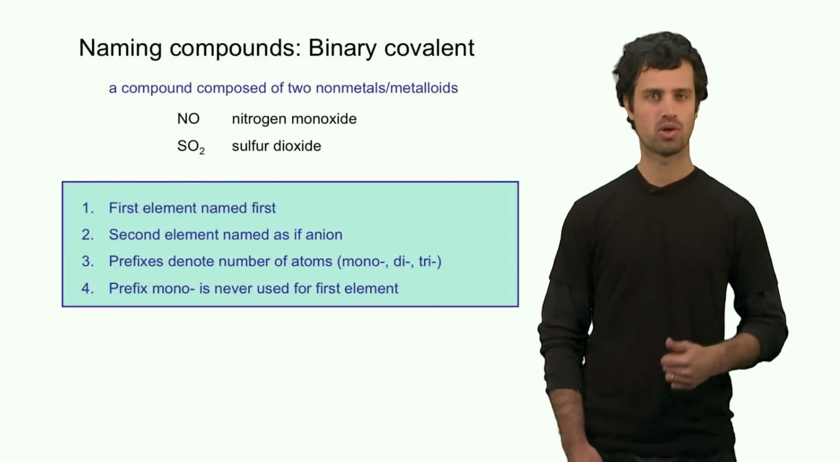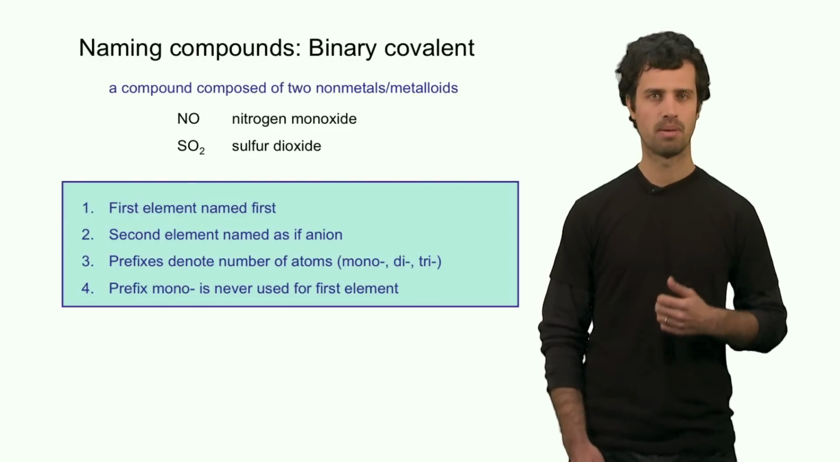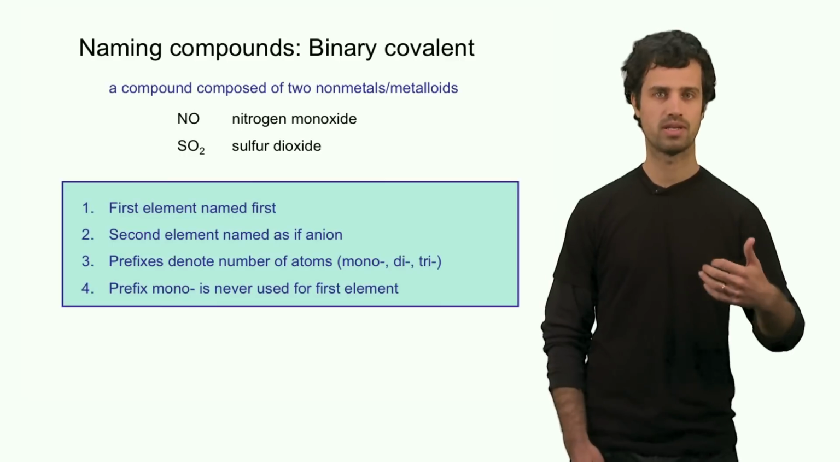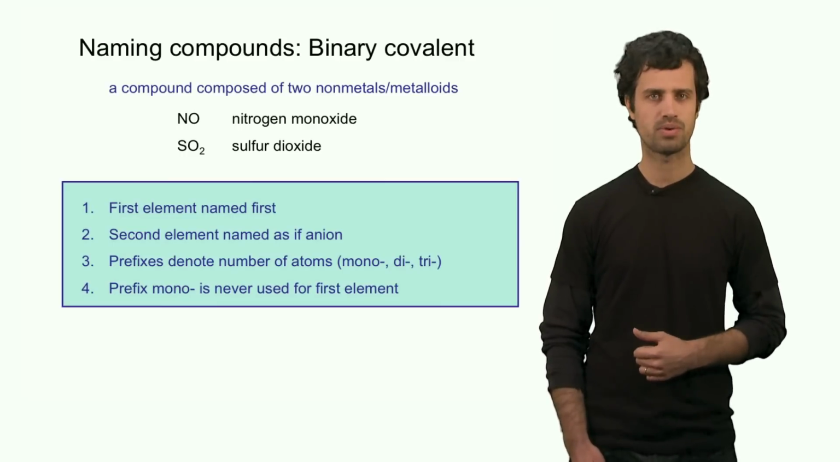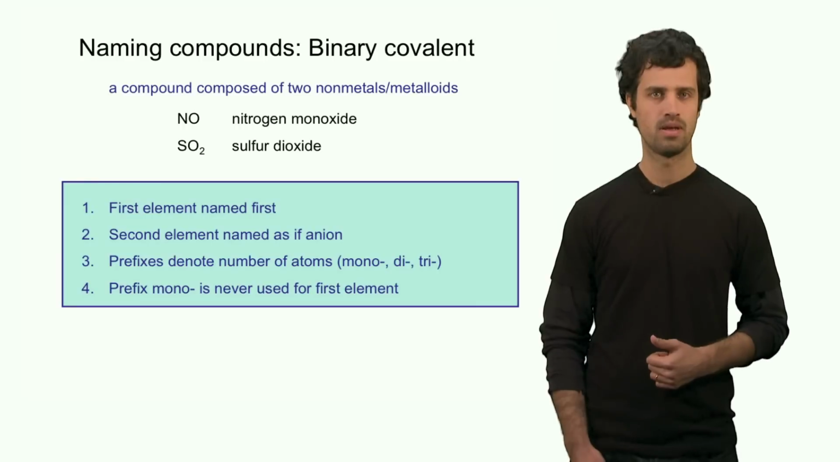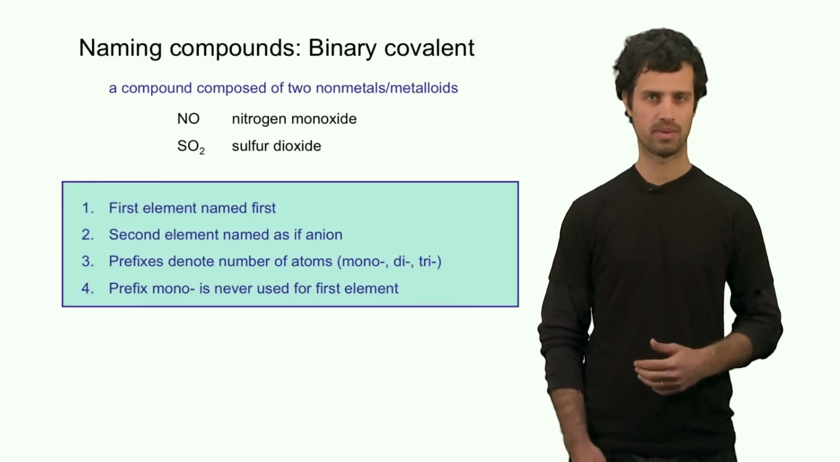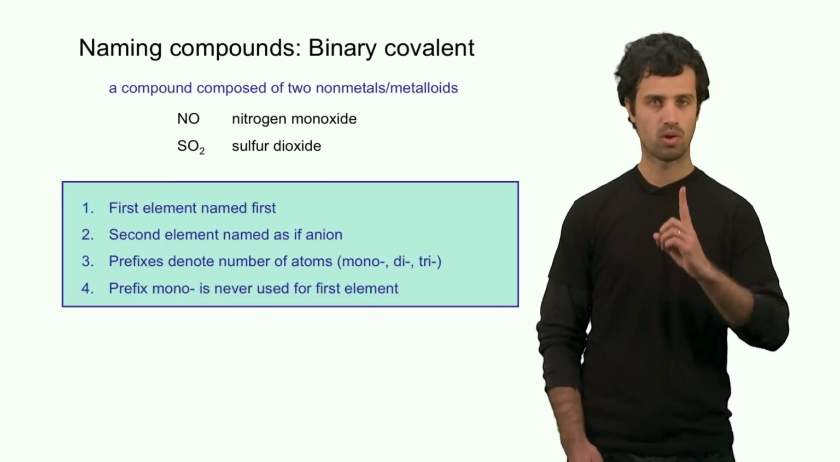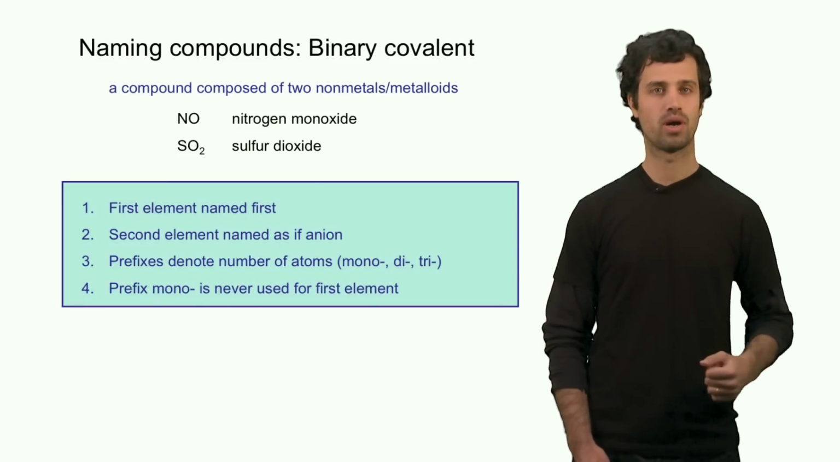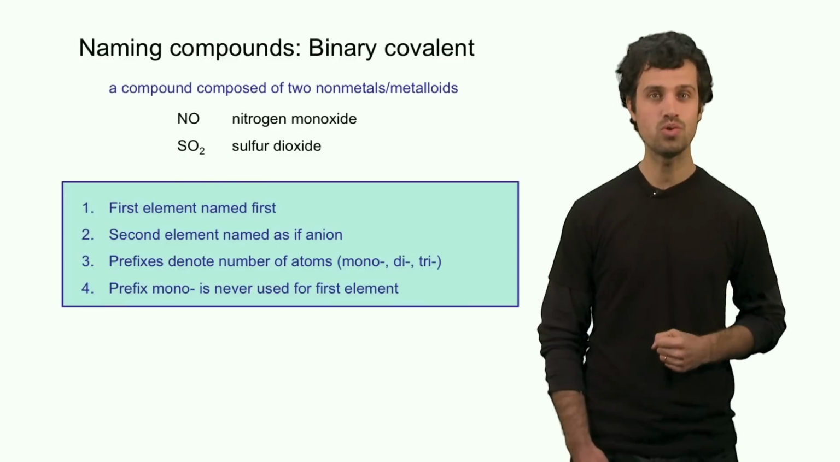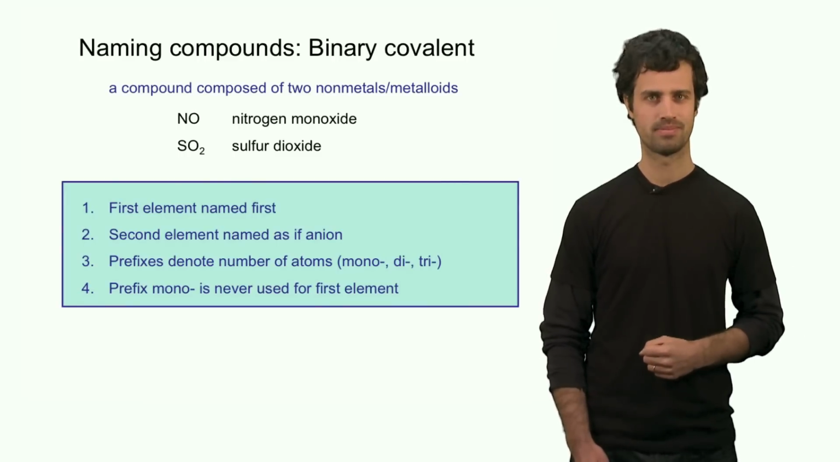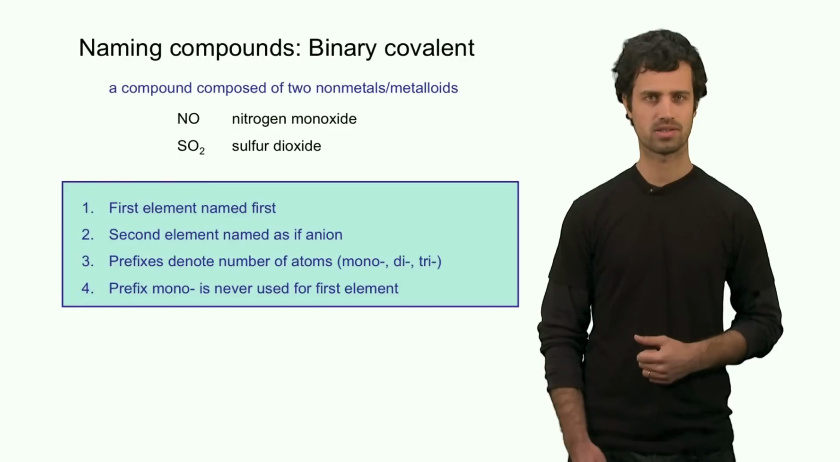So, if the element has only one, we add the prefix mono. If it has two, the prefix di. If it has three, the prefix tri. However, we do not add the prefix mono to the first element. If the first element is only one atom, we do not add mono. However, if there are two, we do add the prefix di. So let's put this into practice.